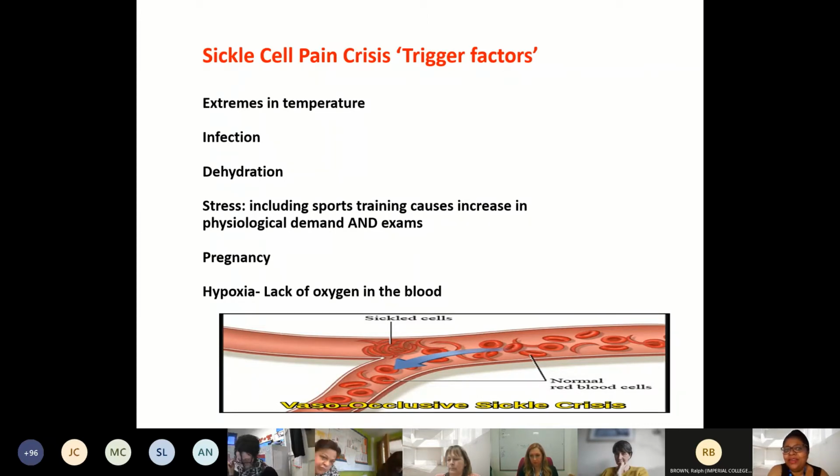Okay, stress in the way of extreme sports and training, because there's an increase in physiological demand, can also trigger a sickle cell crisis. We've got pregnancy as well. It's a very risky time. No school child should be in that position, but I mention pregnancy just to point out the extreme trigger factors, and hypoxia, which is a lack of oxygen in the blood. Okay, so those are the trigger factors we tend to highlight and try and avoid for people with sickle cell disease.